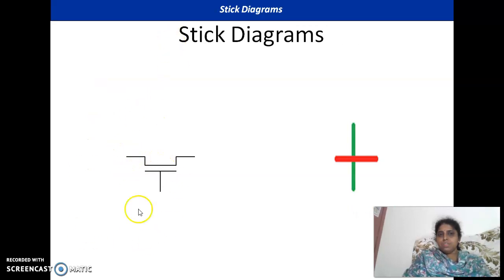This is an NMOS, the N channel enhancement MOSFET. Whenever we see a red over green cross, it indicates an NMOS. The gate is polysilicon, red color. The diffusion, source and drain, is green color. Even if I just tilt this, it is the same. On two sides we have source and drain, and this one is the gate. So a cross of polysilicon and diffusion forms a transistor.